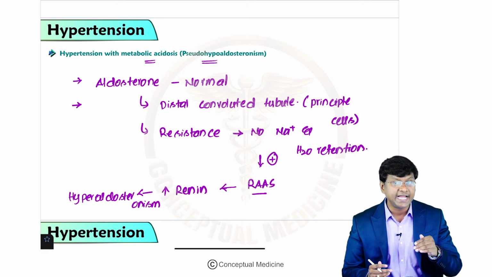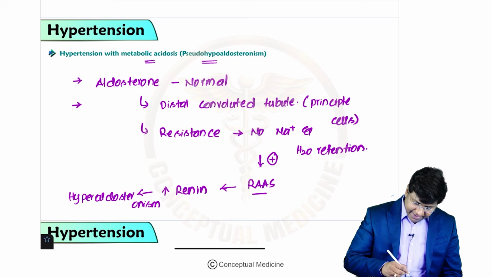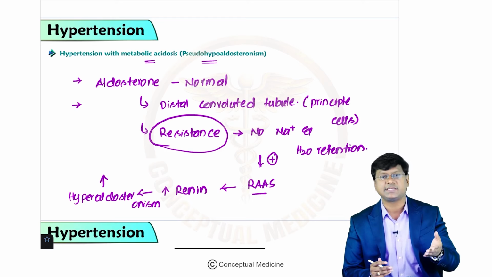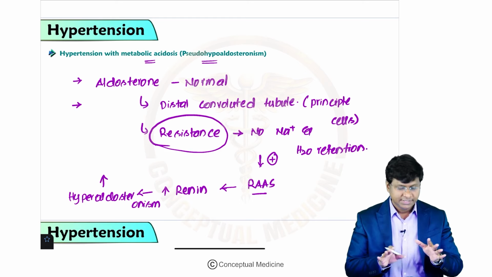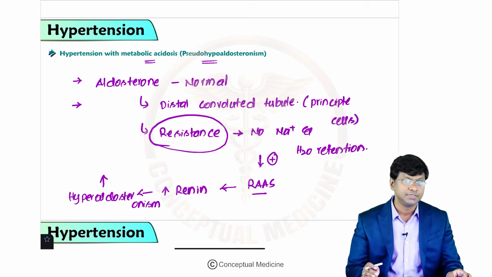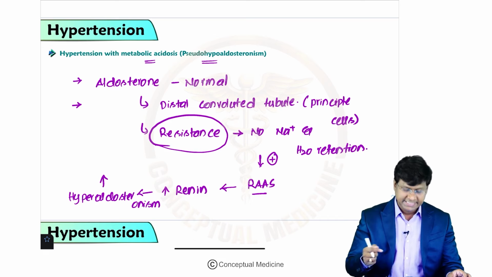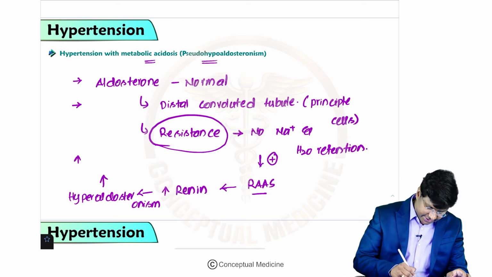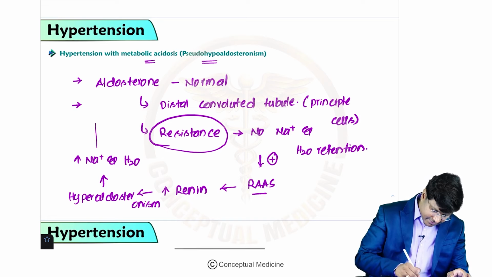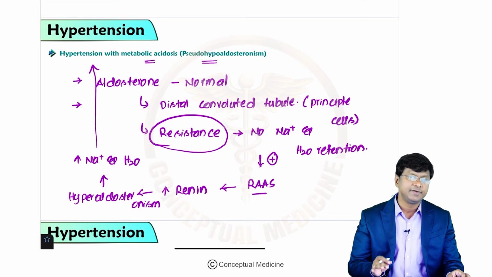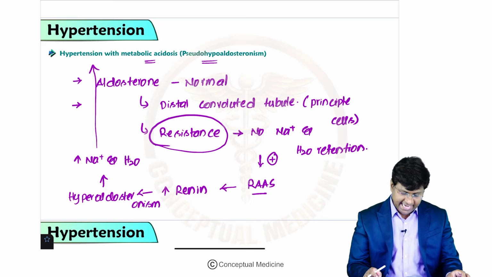Now, once there is hyperaldosteronism, this hyperaldosteronism will overcome the resistance, right? With physiological levels of aldosterone, there is resistance. That is your pseudo-hypoaldosteronism. But when there is hyperaldosteronism, that will overcome the resistance at the level of the distal convoluted tubule, and that will cause an increase in sodium and water retention, thereby making the individual develop hypertension. Okay, so that is why there will be hypertension in patients with pseudo-hypoaldosteronism.